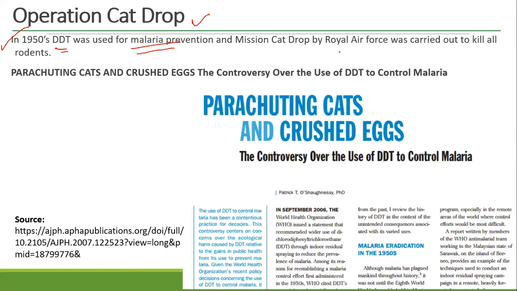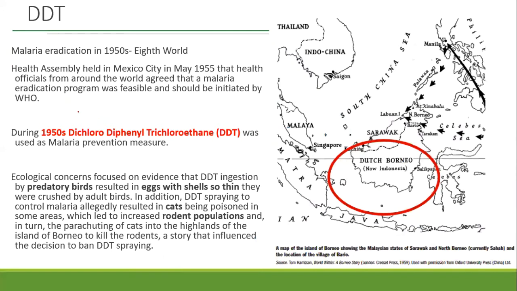What actually happened at that time is that due to this DDT, all cats died. And if cats died, what happened? The rodent population increased tremendously, and due to that the different diseases carried by rodents also increased. Because of this, cats had to be brought in from other areas and put into that region. This also happened in Dutch Borneo, which is now in Indonesia.